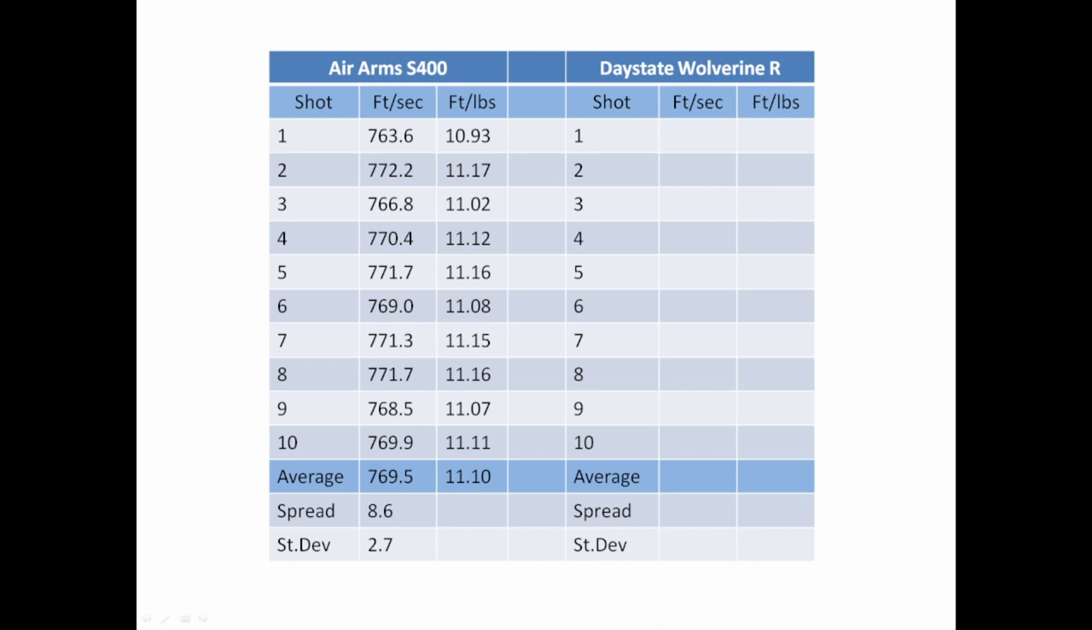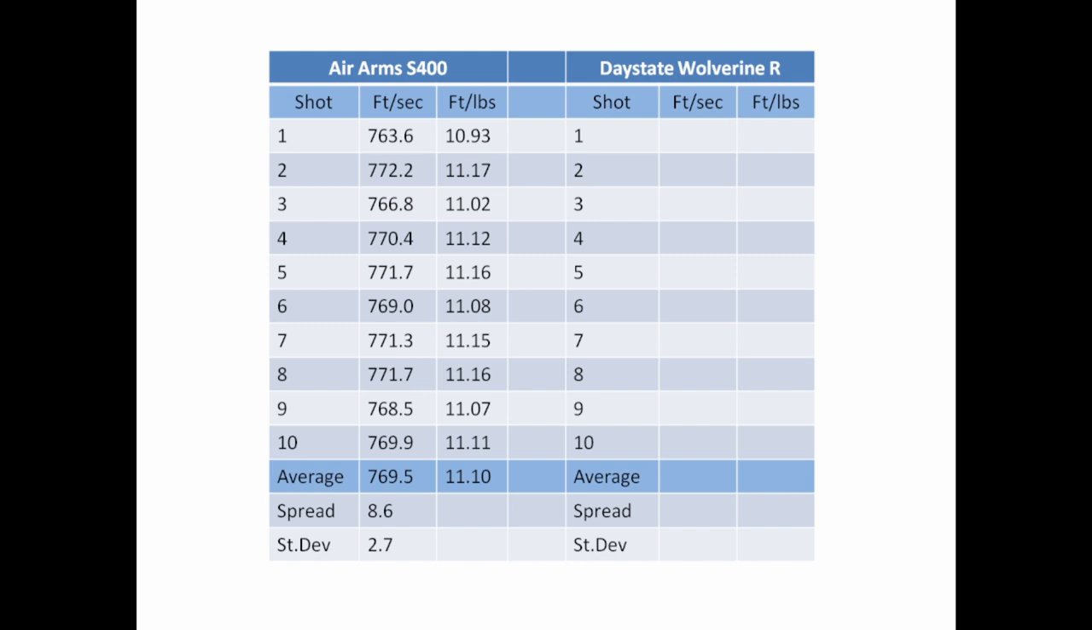Let's take this opportunity then to compare the results from the unregulated S400 with the regulated Wolverine R. So taking the shots into account, putting them on a chart here, taking the 10 shots from our sweet spot that we've discovered for our AirArms S400, and typing them into this table along with the corresponding power in foot pounds, you can see that within these 10 shots on the S400 we're getting an average muzzle velocity of 769.5 feet per second, which is an average energy of 11.1 foot pounds.